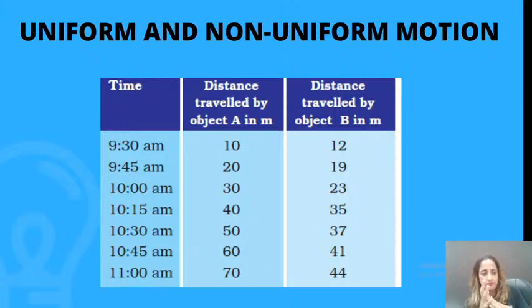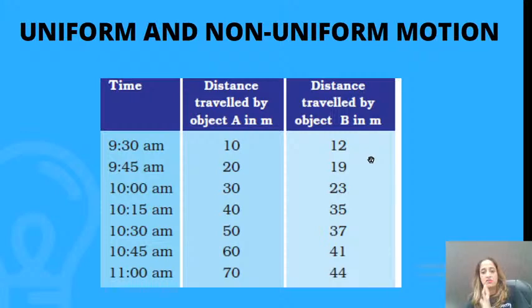For example, two people walking. They start at 9:30 a.m. in the morning and they end at 11 a.m. Let's say person A is moving 10 meters in the initial 15 minutes, another 10 meters in the next 15 minutes, another 10 meters. This is the distance traveled by an object or a person A.